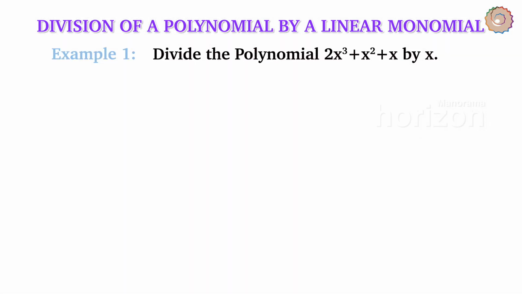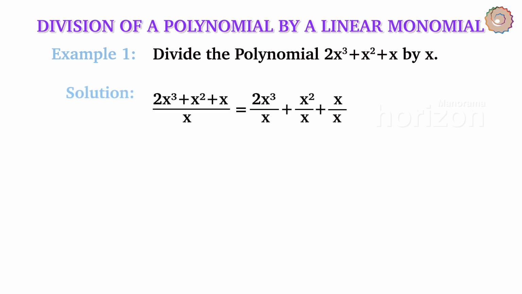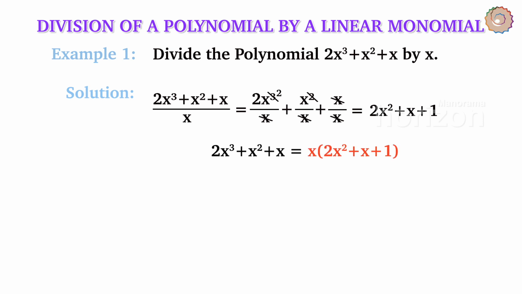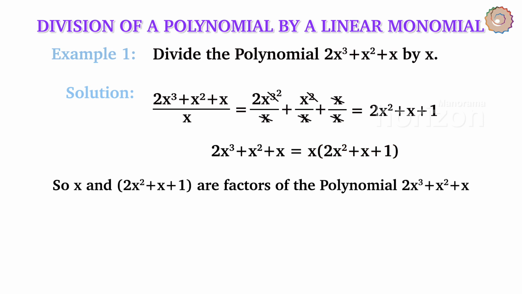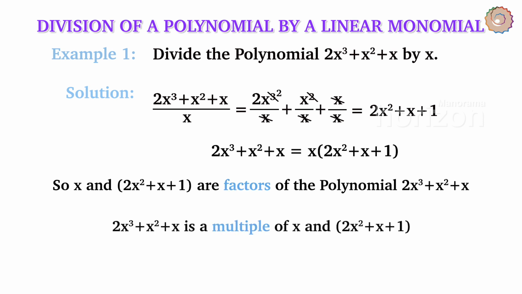For example, divide the polynomial 2x cubed plus x square plus x by the monomial x. That is, by dividing each term by x and simplifying, we get 2x square plus x plus 1. So we can write the polynomial as x into 2x square plus x plus 1, which means that x and 2x square plus x plus 1 are factors of the polynomial 2x cube plus x square plus x, or 2x cube plus x square plus x is a multiple of x and 2x square plus x plus 1.